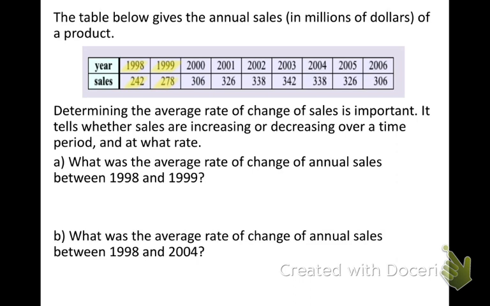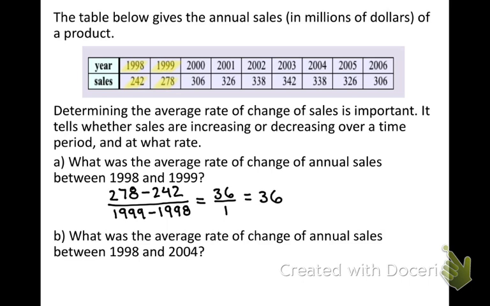Okay, so now we need to calculate that average rate of change. We are looking at 278 minus 242 over 1999 minus 1998, so that 1 year time period. So 278 minus 242 gives us 36 over that 1 year, which is 36. So my average rate of change of annual sales is going to be 36 million per year.